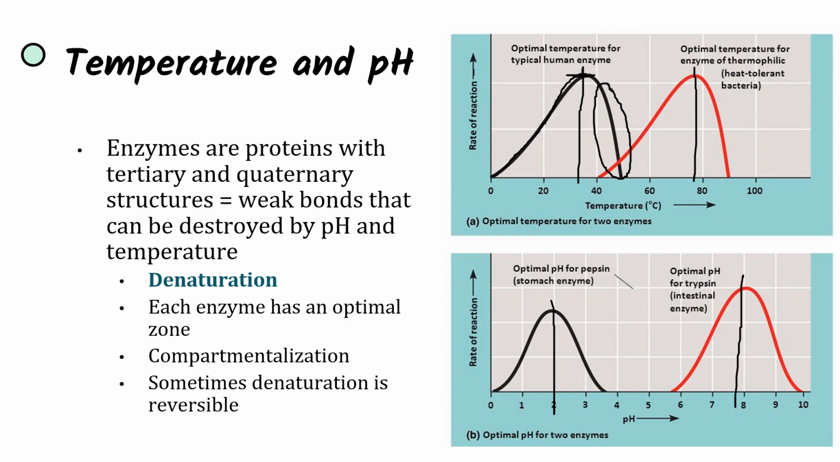And this brings me to my next point, which is compartmentalization. Often enzymes are within certain enclosed membrane spaces because of their specific pH and temperature requirements, such as within the lysosome. They're hydrolytic enzymes that function at an extremely acidic pH, and they're located within the lysosome because they would not be able to function outside of that environment. And sometimes denaturation is reversible. If an enzyme is denatured through too high or too low temperature or pH, it is sometimes able to be put back together through the tertiary bonding.